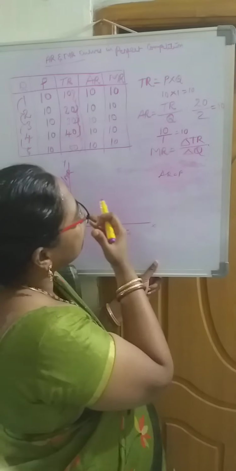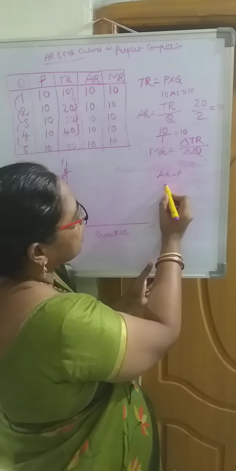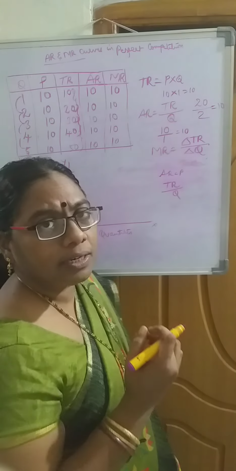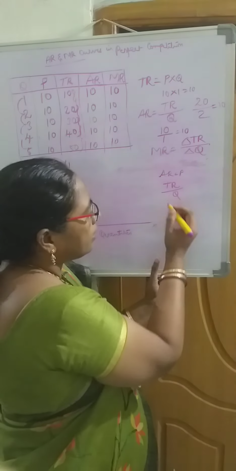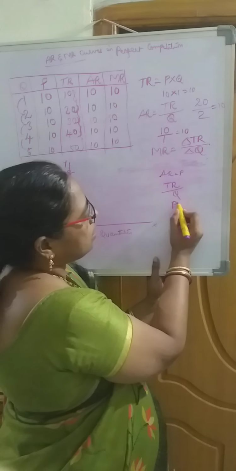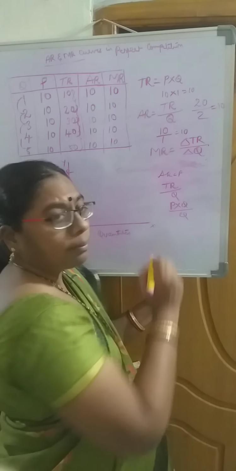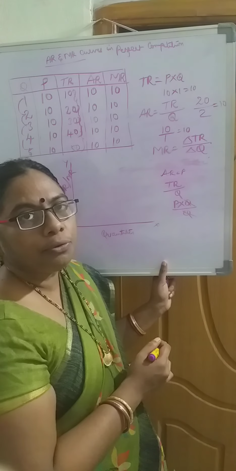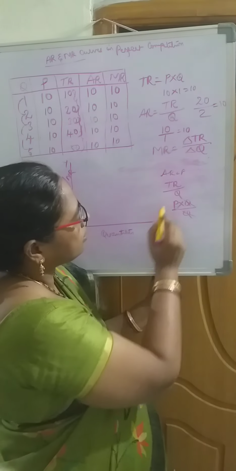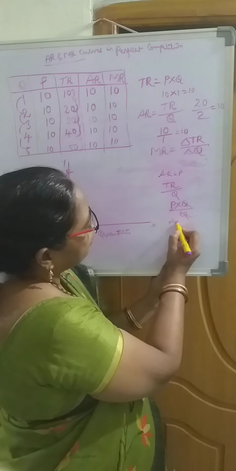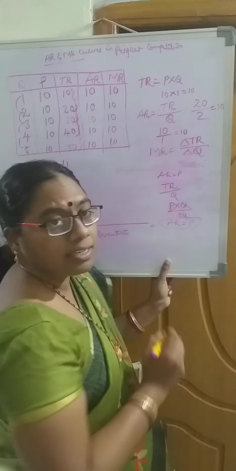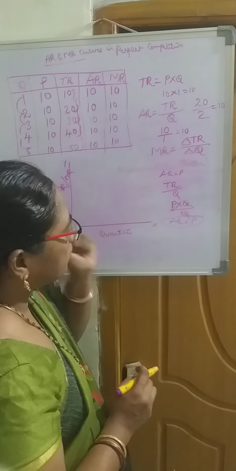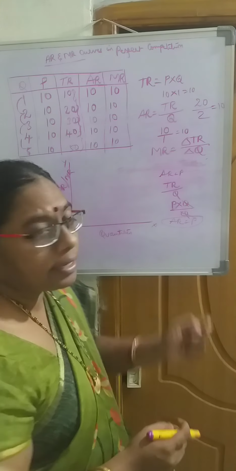So what is the formula for AR? AR is equal to TR by Q, and TR can be written as P into Q, by Q. Now when you cancel the Q, only P is left. So AR is equal to P. With the help of an example also, we can get this equation AR is equal to P.